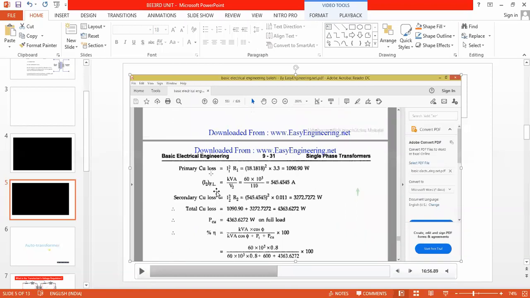Okay, now you see I2, you concentrate on I2. I2 is equal to rating by V2, 60 by what is V2 given in the problem? 110. So which is 545 amperes. Okay, right.